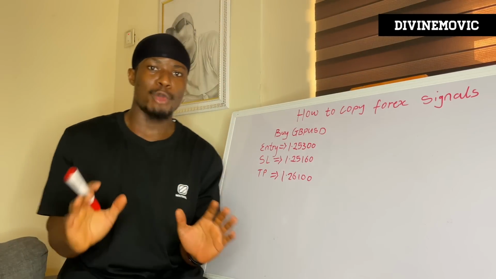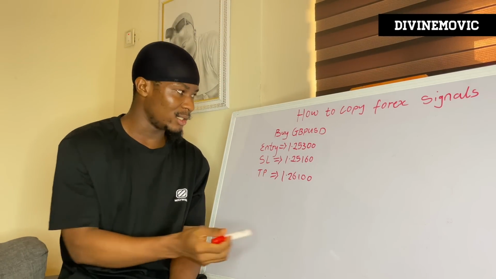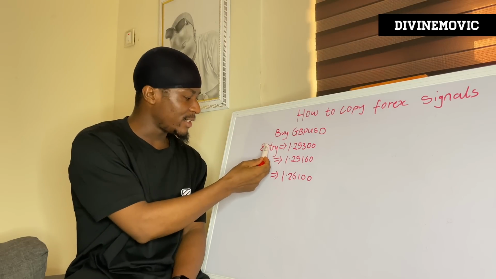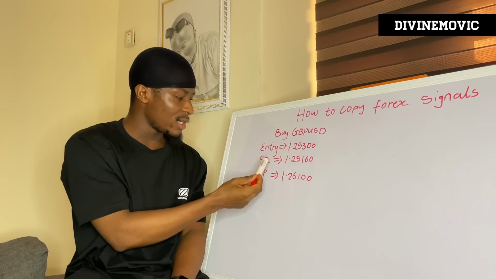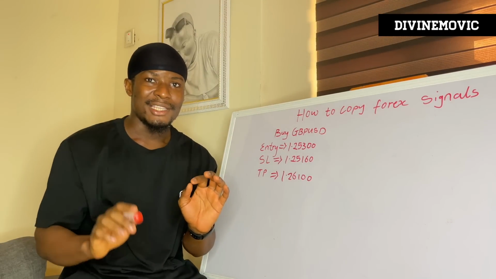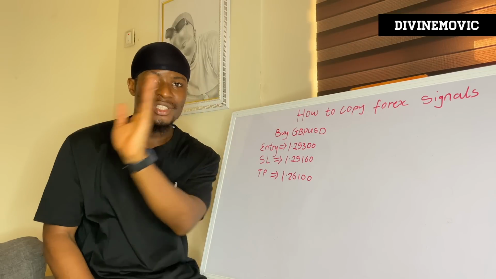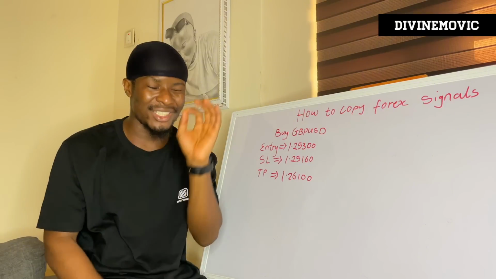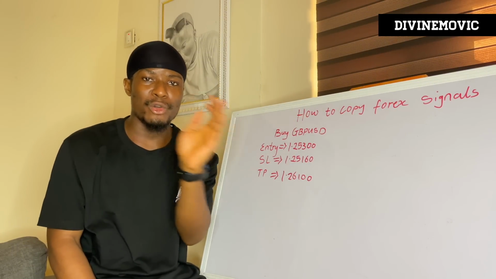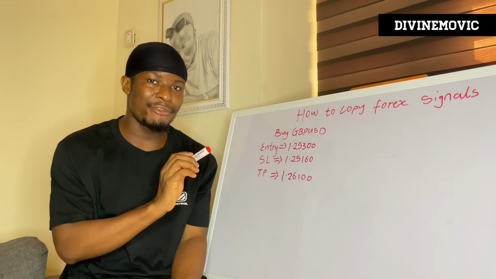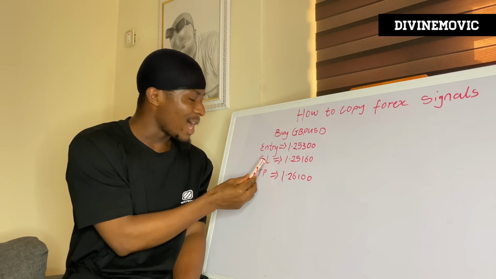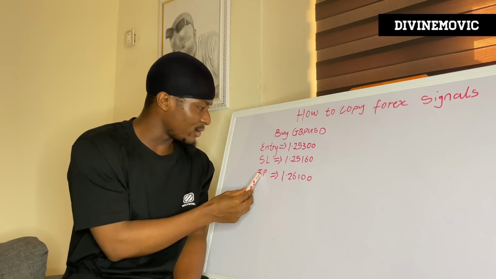I'm going to show you how to copy Forex signals in this video. And this is what a Forex signal look like. It has an entry, a stop loss, and as well a take profit. Now, whenever you see a Forex signal, it's going to tell you to buy or sell. So whatever signal you get is either telling you to buy or it's telling you to sell. And whenever it tells you to buy or sell, it tells you where you're going to buy from, which is referred to as an entry. It tells you where to put your stop loss, and it tells you where to put your take profits.